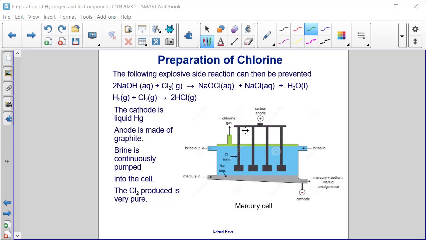In the mercury cell, the cathode is liquid mercury. The anode is made of graphite. Brine is continuously pumped into the cell. The chlorine produced is very pure.